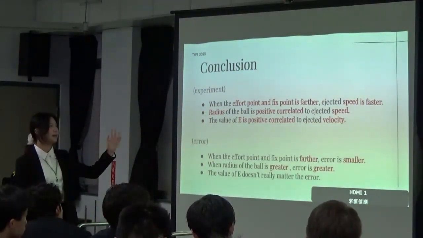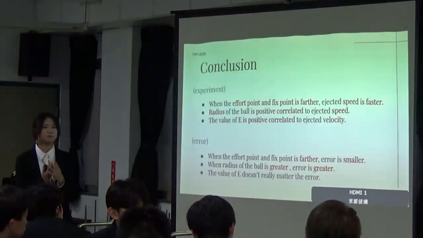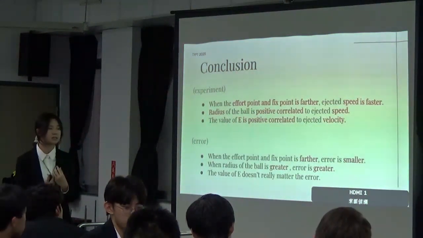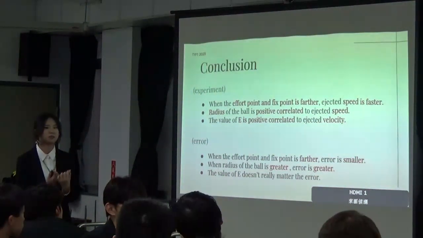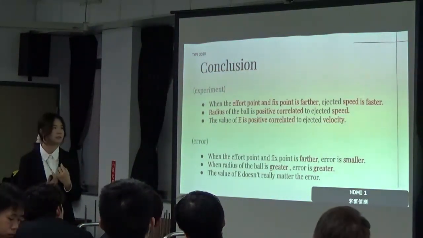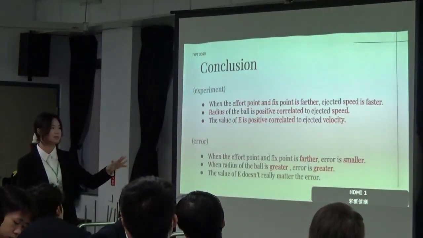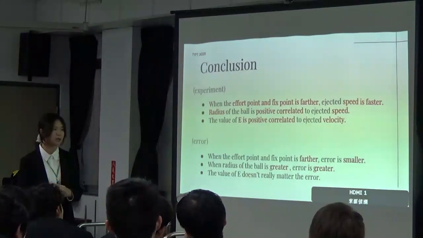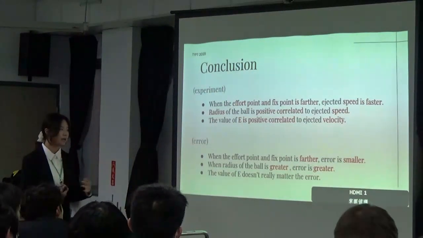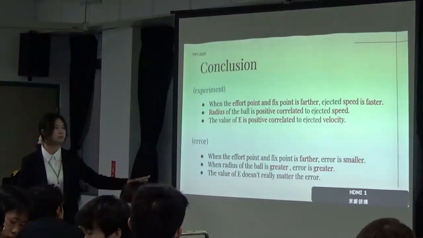In my experiment, I found that when the anchor point and the fixed point are further apart, which means my x1 is larger, the ejection speed will be faster, and also the radius of the ball is positively correlated to the ejection speed, and the Young's modulus is positively correlated to the ejection speed. And from the error part, I know that when the anchor point and the fixed point are further apart, which means x1 is bigger, the error will be smaller. When the radius of the projectile is greater, the error will be greater. And also, the value of the Young's modulus doesn't really matter to my error.